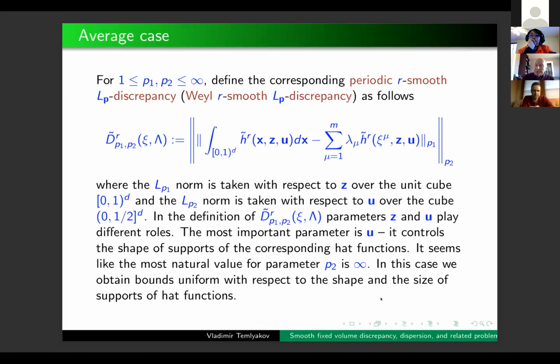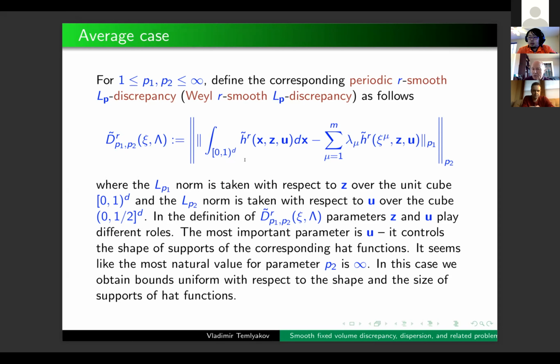But the next step: this is clearly parameterized by Z and U, which are from cubes. Clearly, we can introduce the Lebesgue measure there and define L^p norms there. And you call this L^p discrepancy, or periodic r-smooth L^p discrepancy. Some authors call this the Weyl r-smooth L^p discrepancy. This is just, again, terminology.